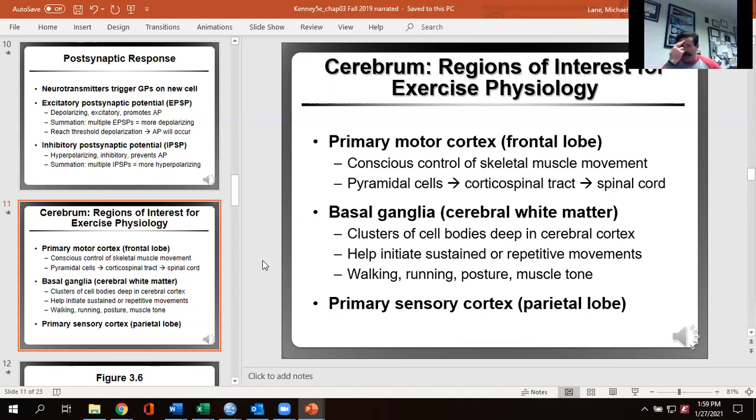Now, in the frontal lobe, that's where we're going to have our motor cortex. And this is going to be where we're making conscious decisions. We're going to go from the pyramidal cells to the corticospinal tract to the spinal cord, and then going obviously out into the body. Our basal ganglia is going to be essentially the white matter in there, and this is going to effectively give us the organization for repetitive movements and allowing us to do it without thinking. So think about how easy it is to walk, to run, without having to really focus on it anymore.